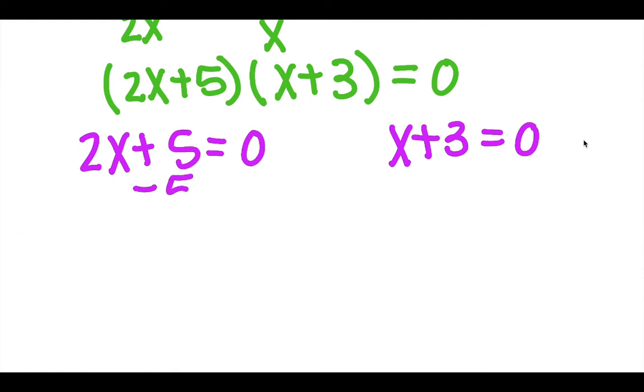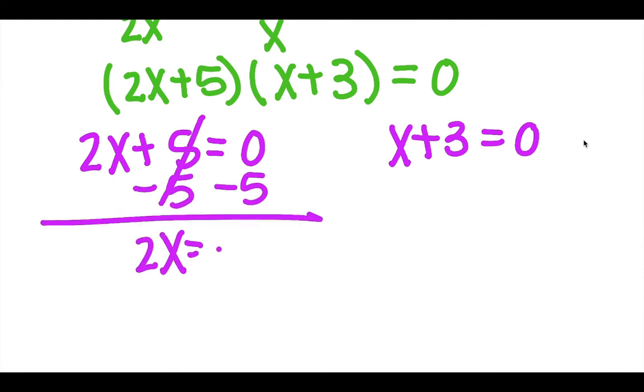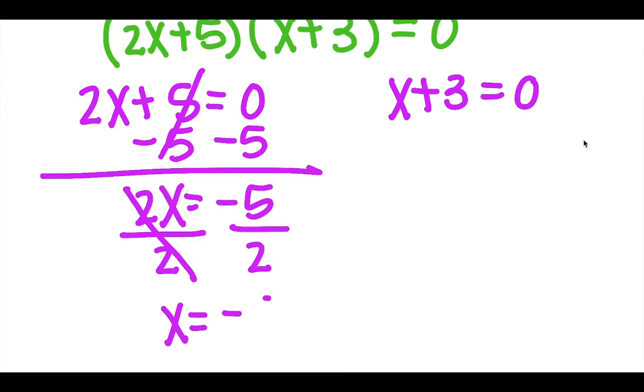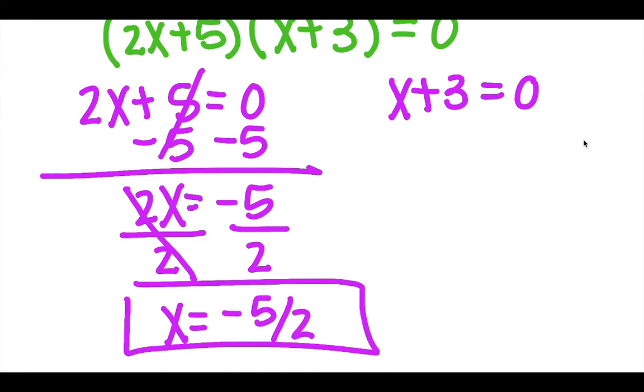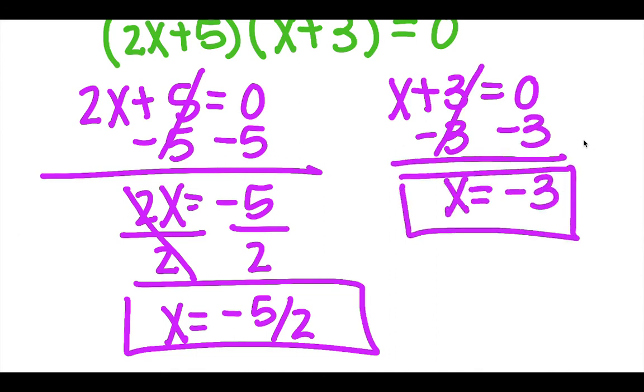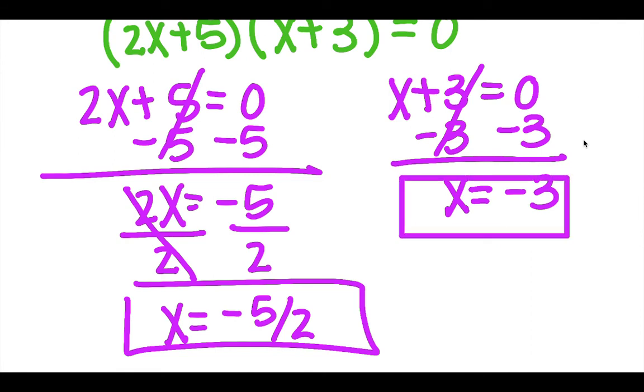So subtract 5, and I'm left with 2x equals negative 5. Divide everything by 2. x equals negative 5 over 2 is one of them. And then minus 3, so x equals negative 3 is another one.